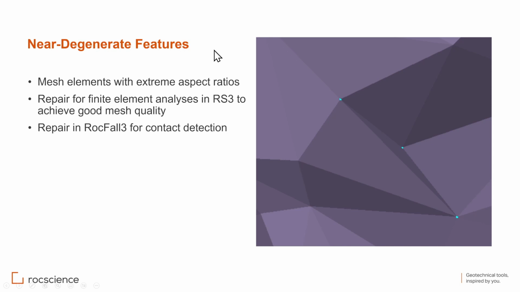So first, near degenerate features. These are essentially mesh elements with poor or extreme aspect ratios. Near degenerate features affect RS3 finite element analyses, which depend on the mesh quality. And they also affect Rockfall3 contact detection.